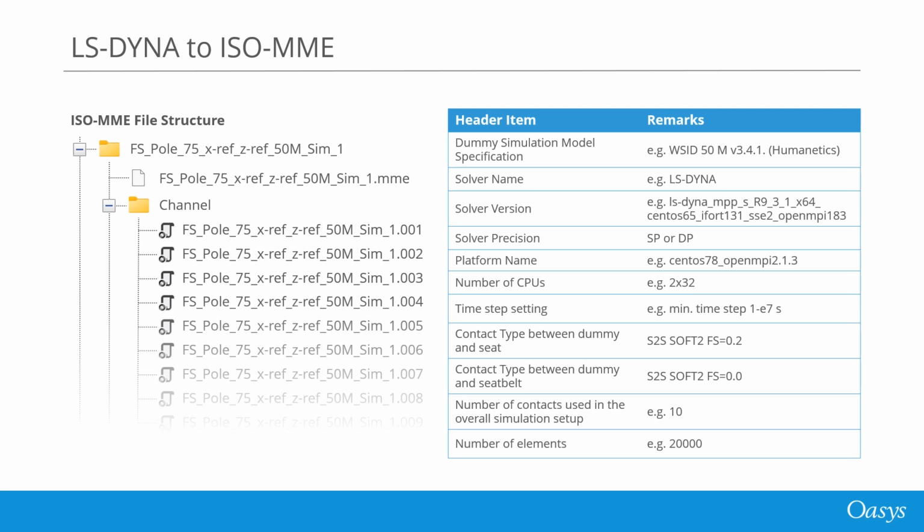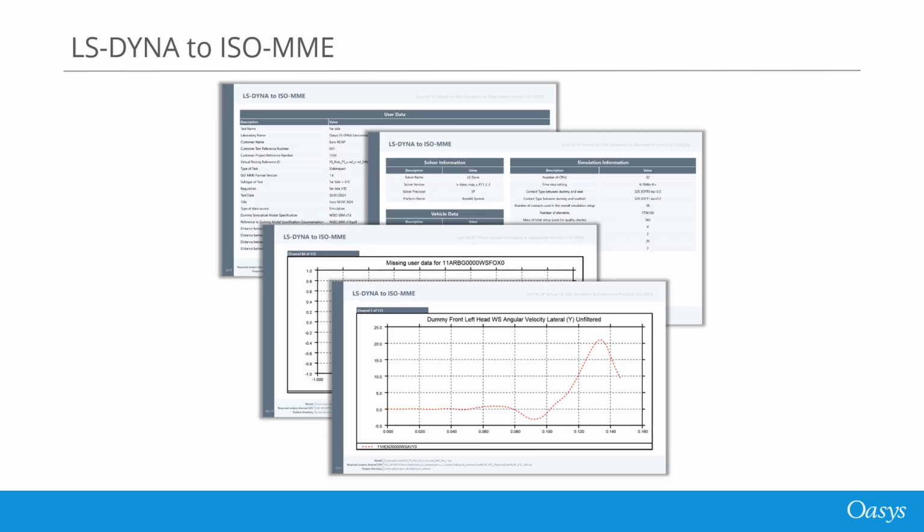CAE teams can use Oasys Reporter to automate the LS-DYNA to ISO-MME workflow for each LS-DYNA job. Along with the ISO-MME files, a report is generated to summarize the header information included in the files and to report any missing input data that prevented any individual channel files from being written.